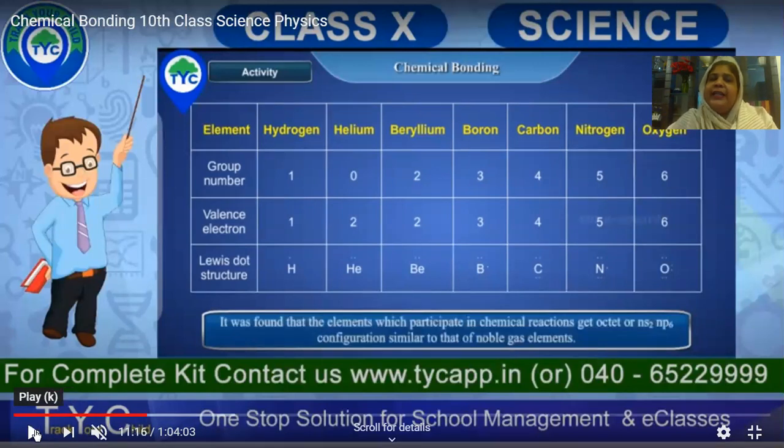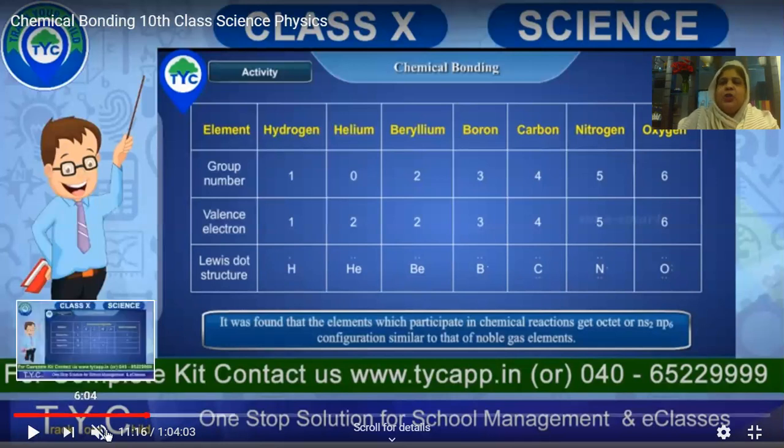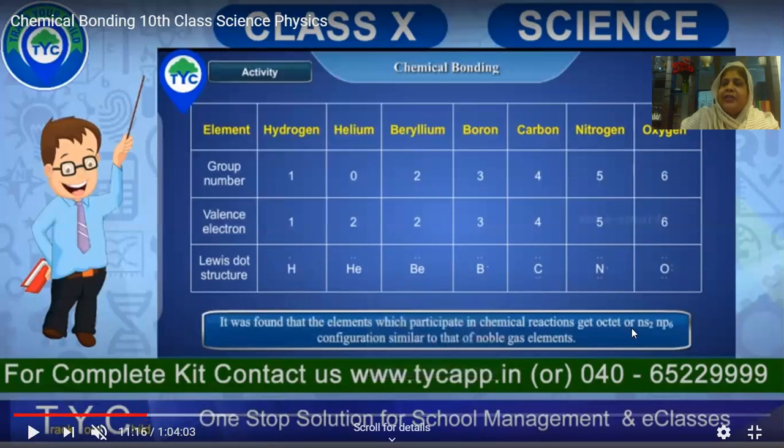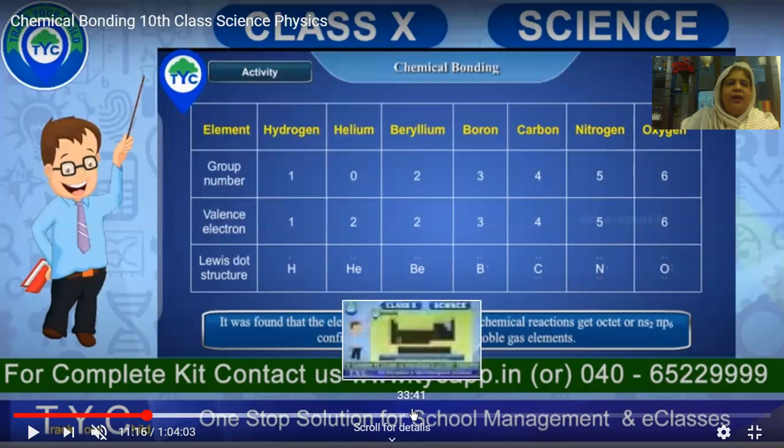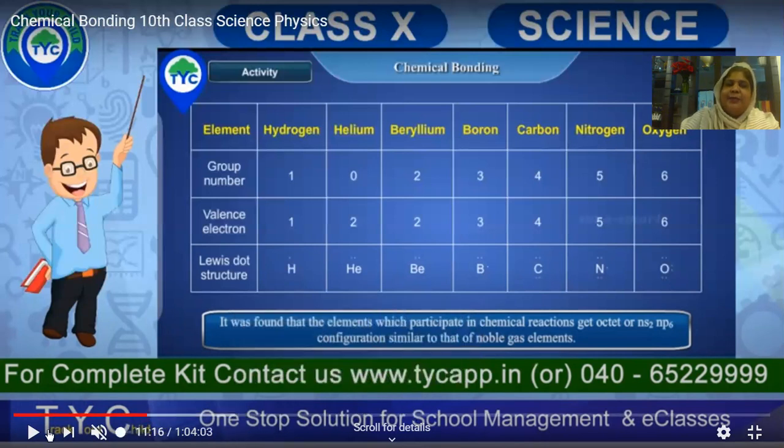It was found that the elements which participate in chemical reactions achieve an octet, or ns2 np6 configuration, similar to that of the noble gas elements. Let us see this configuration in our next class. Till then, be prepared for the assessment that I will be taking in your next class.